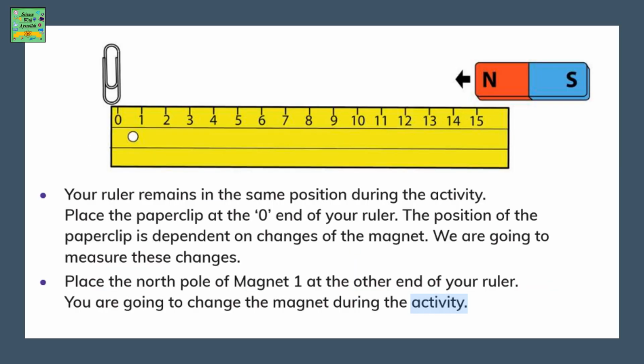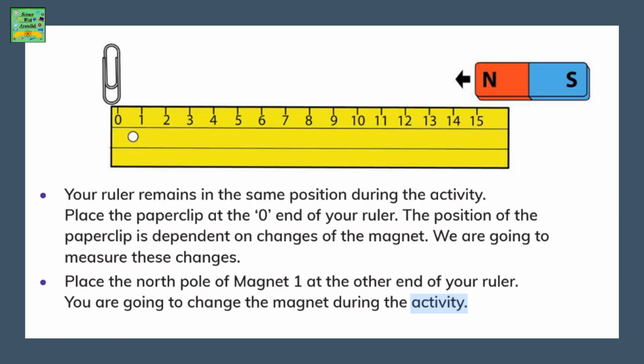Here is the procedure to follow during the activity. Your ruler remains in the same position during the entire activity. Place the paper clip at the zero end of your ruler. The position of the paper clip is dependent on changes of the magnet. We are going to measure these changes.